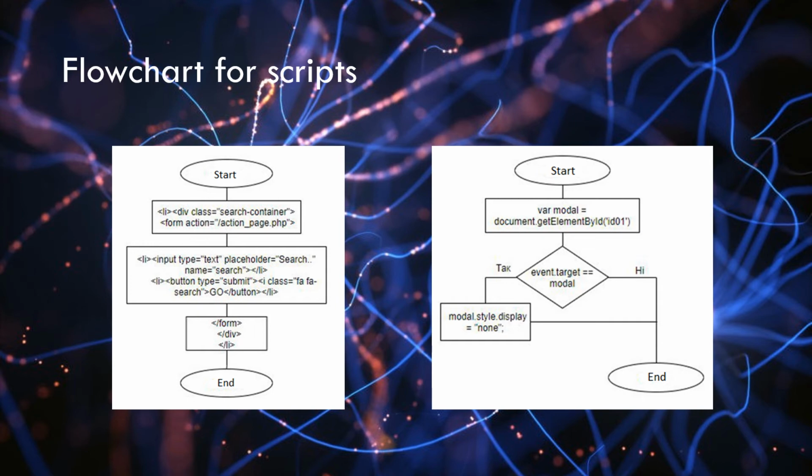Flowchart for scripts. The first flowchart represents the search engine of the system. The next ones are for creating a model where the user can create an account.